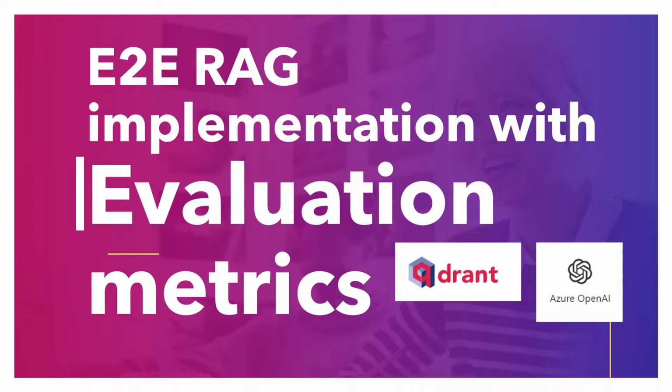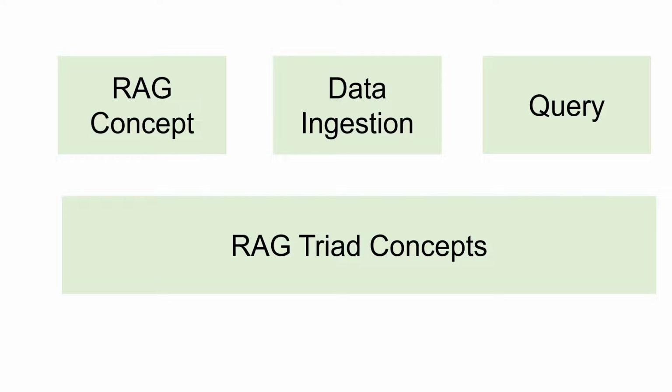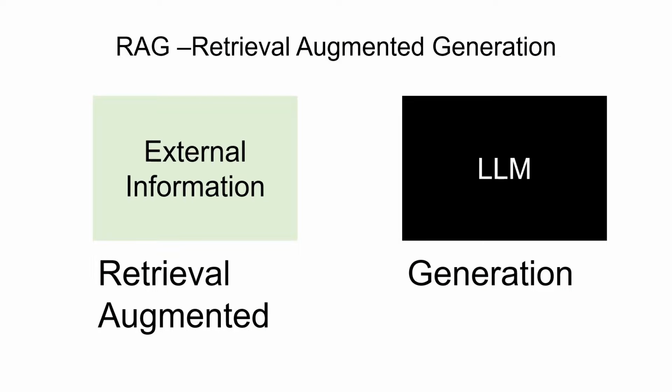So, this session is about end to end RAG implementation with evaluation metrics. What we'll do is first explain the RAG concept, go into data ingestion for the RAG, and then explain the query of the RAG, and then go into the RAG triad concepts and then into the evaluation metrics. So, let's jump in and see what a RAG is, which is retrieval augmented generation.